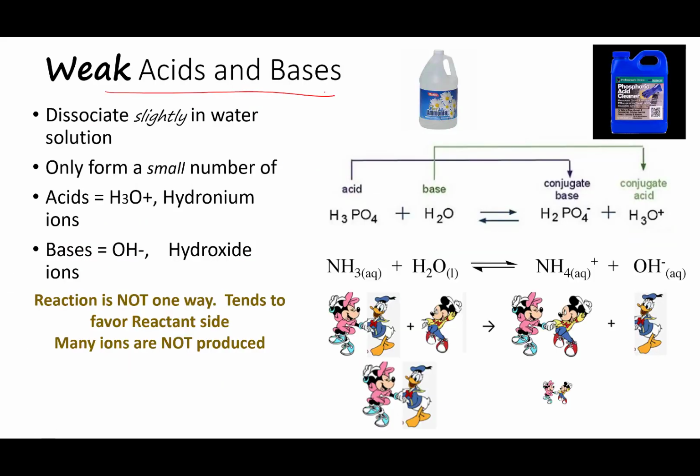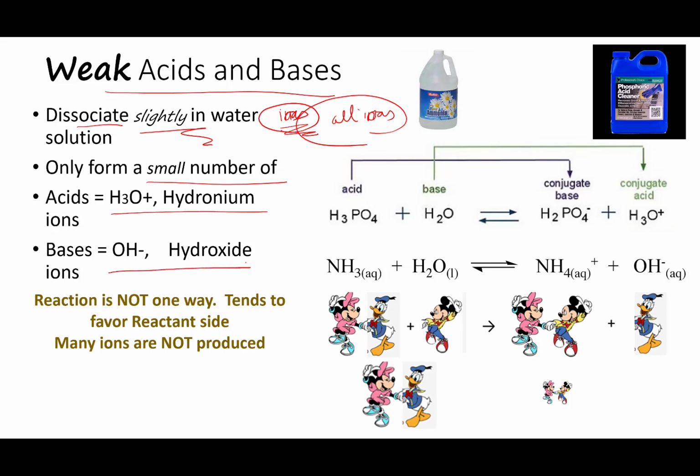Weak acids and bases only slightly dissociate in water solution. Now remember, dissociate means break into ions. If something is a weak acid or base, it produces some ions, but it does not produce all ions. That is not what happens. So in a weak acid, a small number of hydroniums are produced, and in a weak base, a small number of hydroxides are produced. Let's take a look at a couple of these.